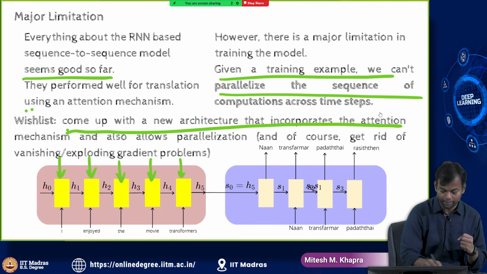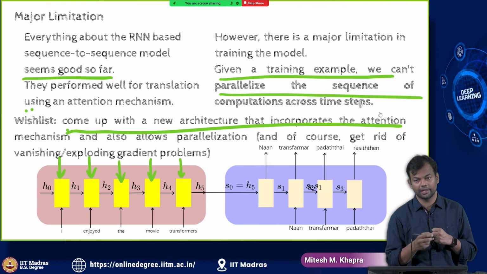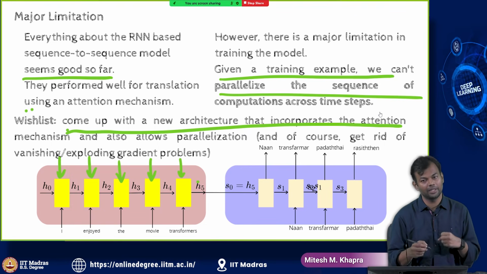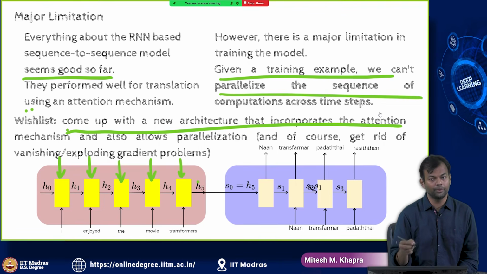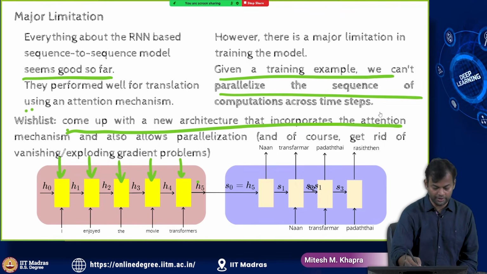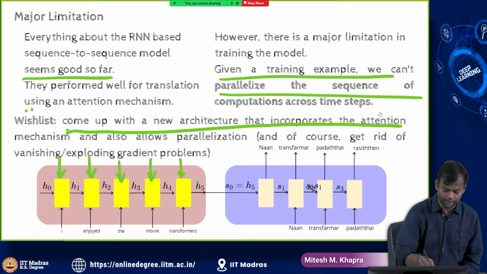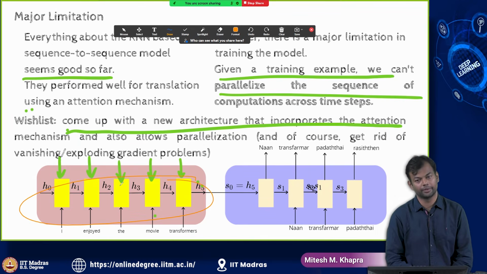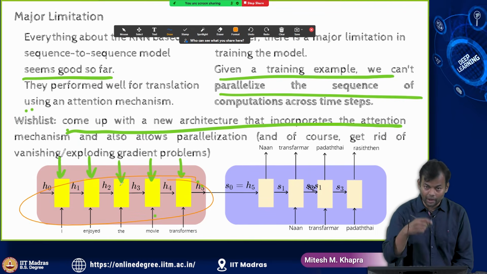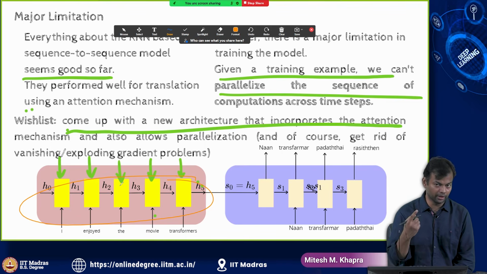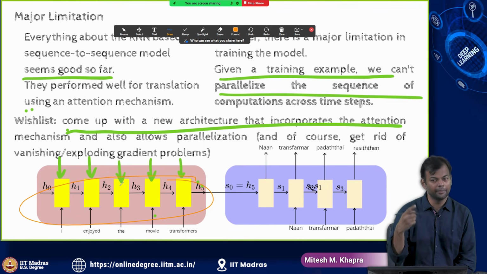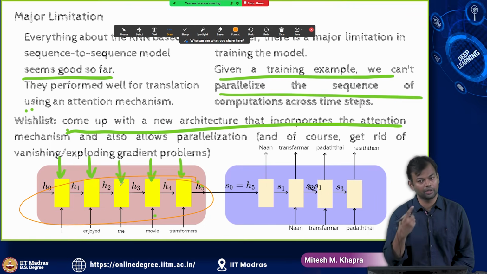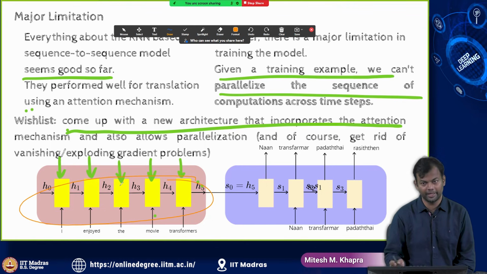We also don't have a problem with the basic idea of recurrence, because recurrence allows us to compute contextual representations. So this is fine, but we have a problem with the computational cost which comes with recurrence. That's the problem that we want to solve.